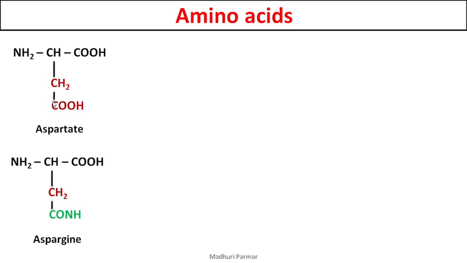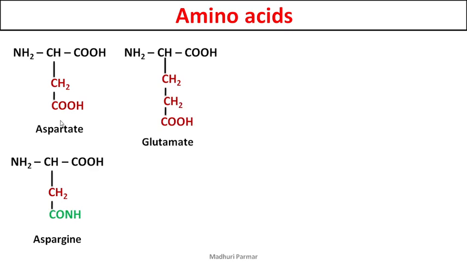Same as aspartate is another amino acid, asparagine. This COOH, carboxylic acid, when it reacts with ammonia, what it gives is CONH. This CONH, so CH2CONH2 is asparagine. Clear? This is called amide. CONH2 is called amide.